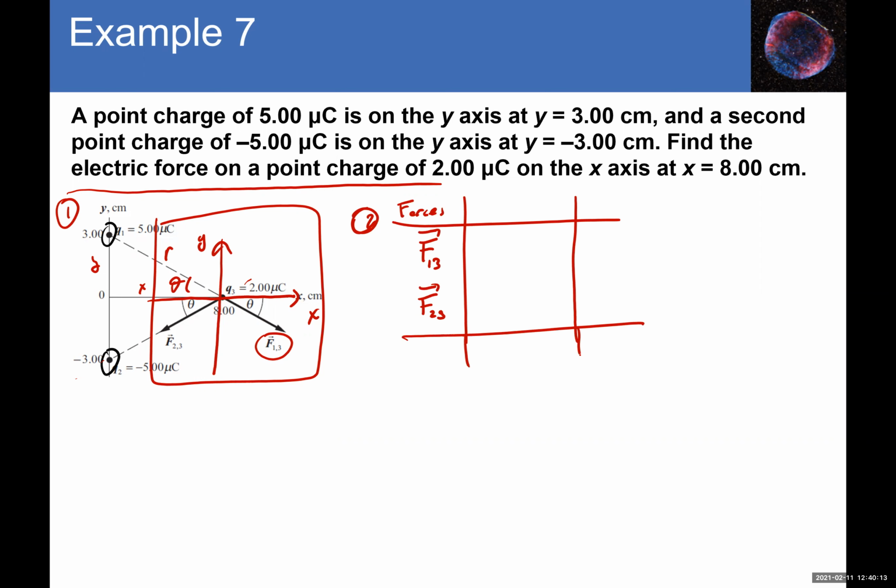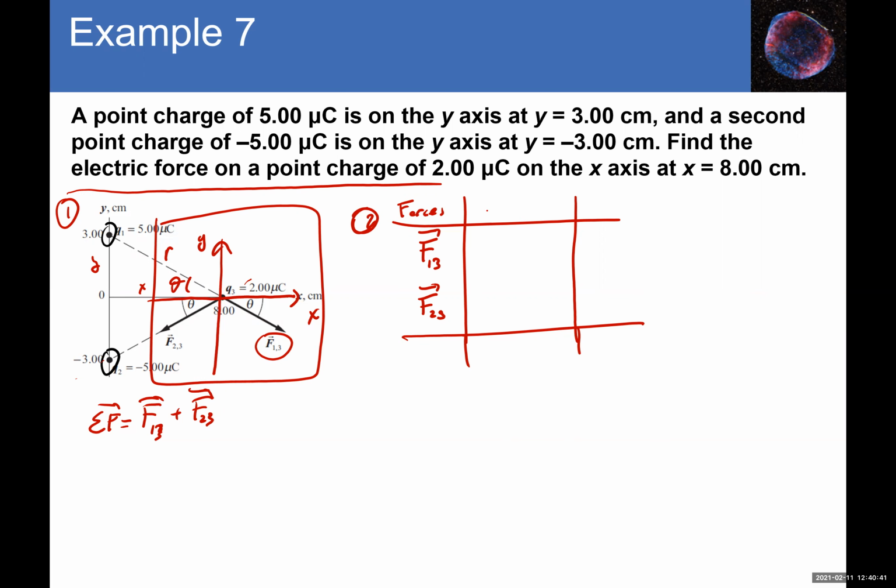That means my equation is this: net force is equal to F13 plus F23. But I cannot add them directly to one another because they are two-dimensional vectors. I need to do a vector sum. That means the best I can do right now is to find the components of the net force, and from there find the magnitude and direction of the net force.